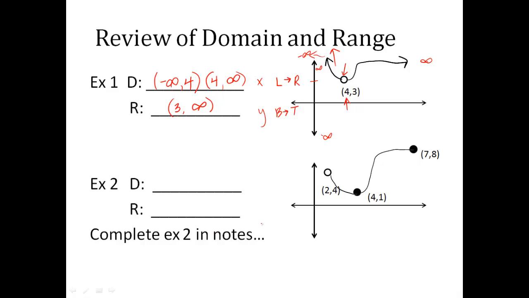Now in example 2, I want you to do this example in your notes, and we'll talk about this in class, and I want you to tell me what the domain statement is and what is the range statement that demonstrates this line right here. Complete in your notes. Have any questions ready to ask in class tomorrow.